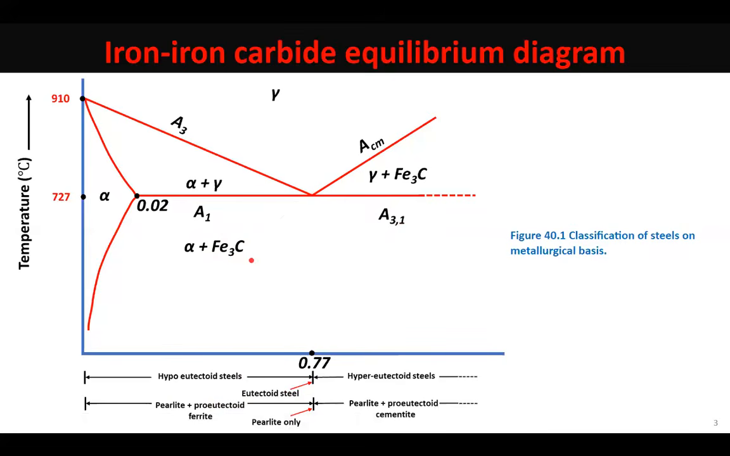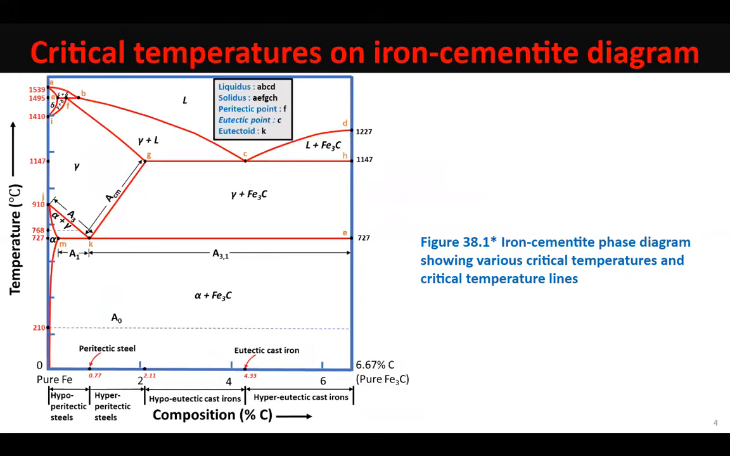So that brings us to the end of the classification of steels on the metallurgical basis. Now, another very important and interesting thing that we must know is what is meant by a critical temperature and what is meant by a critical temperature line. So the heading is critical temperatures on the iron cementite equilibrium diagram.